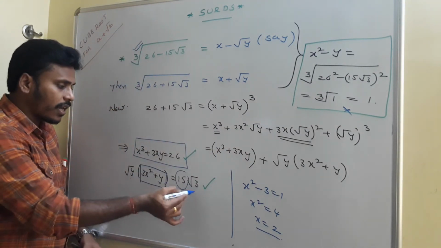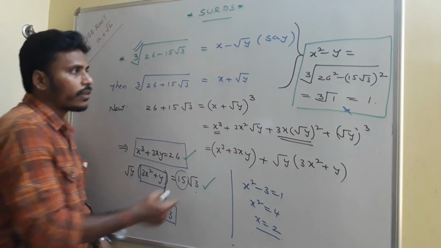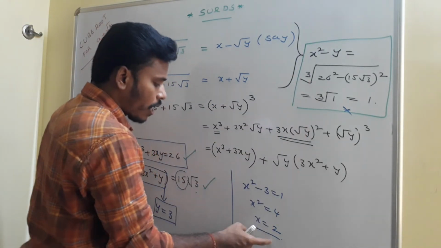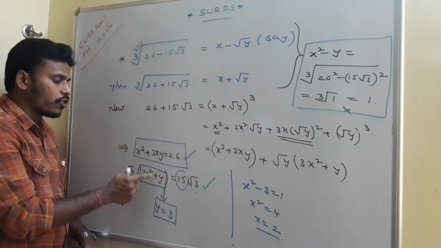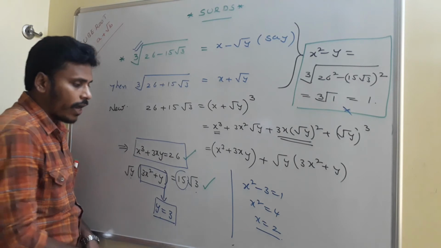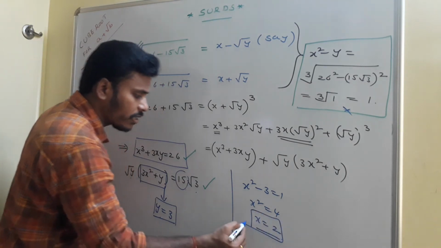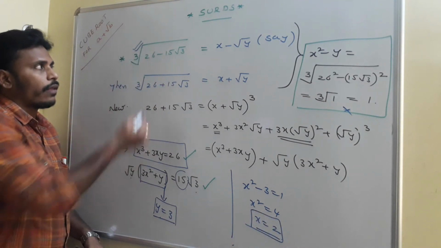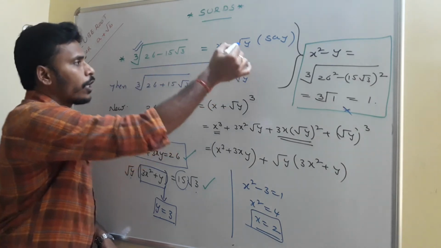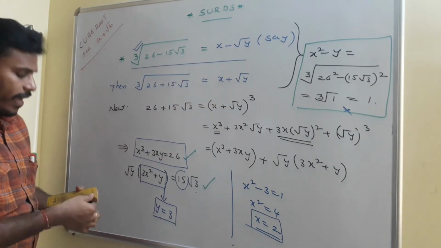From this comparison I have that y is 3. Using y as 3 here, x is 1, x is 2. Now if you place x as 2 and y as 3 in these two, they are satisfying. So at the end your answers are x is equal to 2 and y is equal to 3. Therefore for this problem your answer is 2 minus root 3.